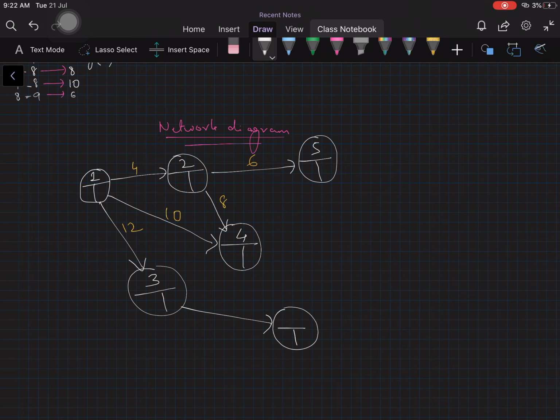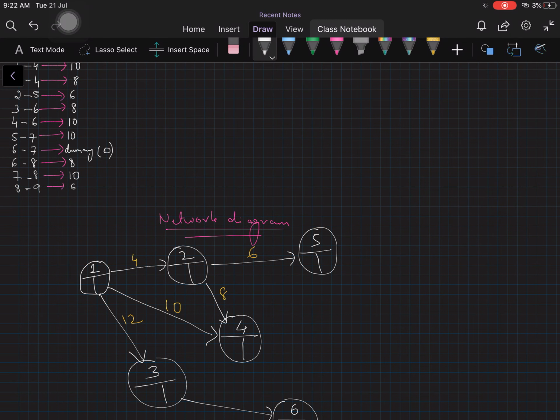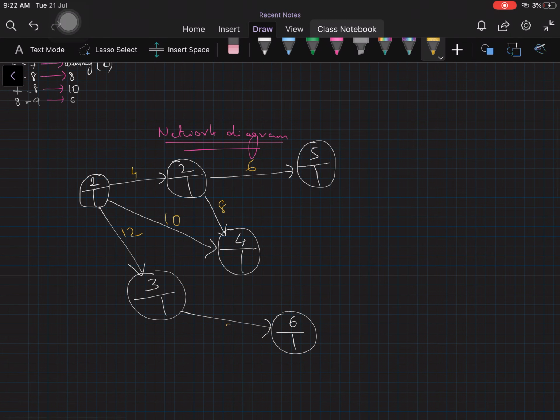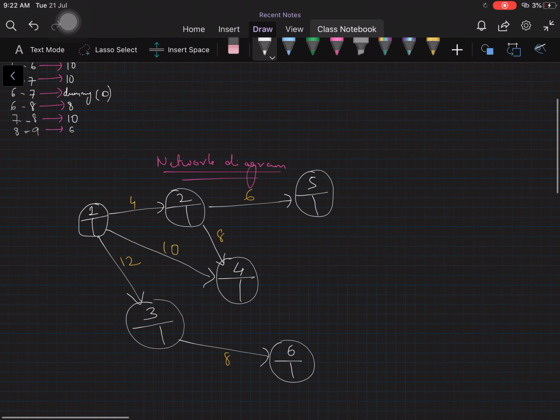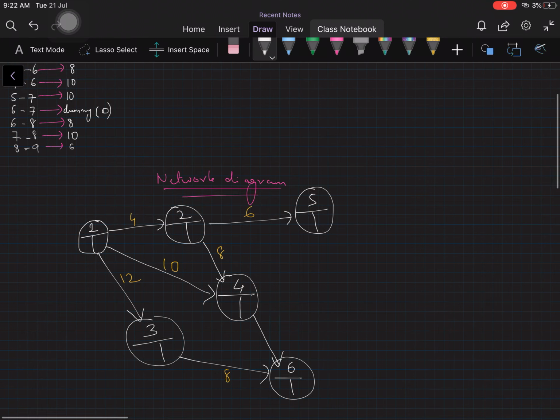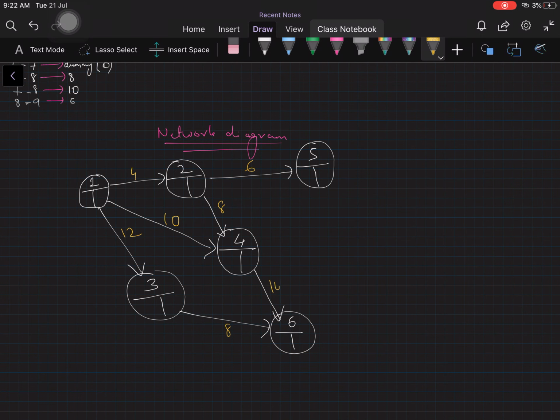3 to 6. What is the duration for 3 to 6? It is 8 hours. So let's write 8 along the arrow. And then what do we have? We have 4 to 6. So 4 and 6 are already there. We just need to connect them in proper direction. So 4 to 6, and what is the duration for 4 to 6? 10 hours. So let's write 10 along the arrow.